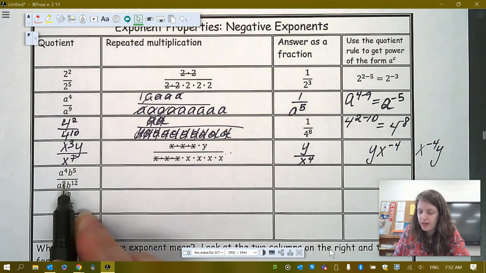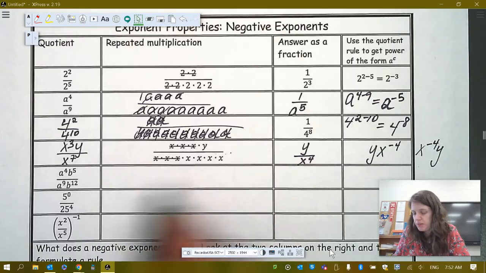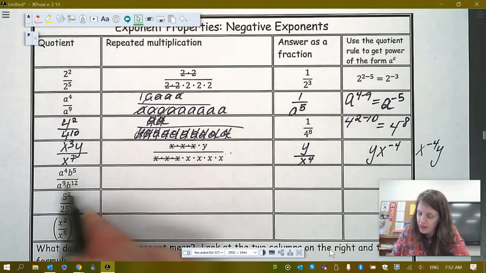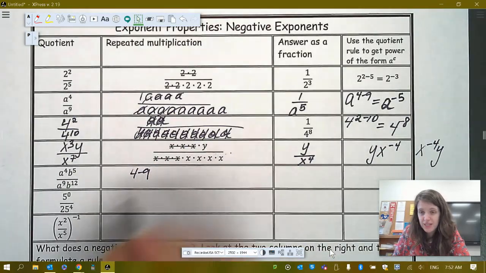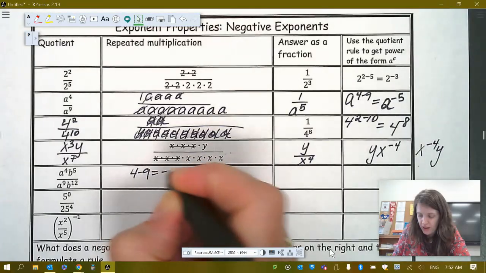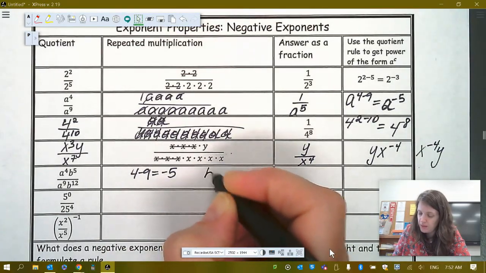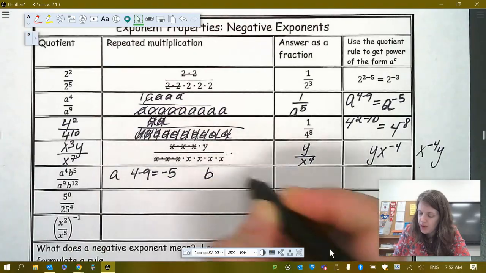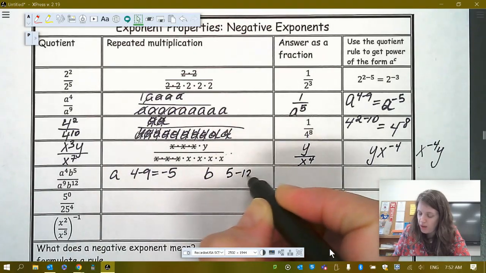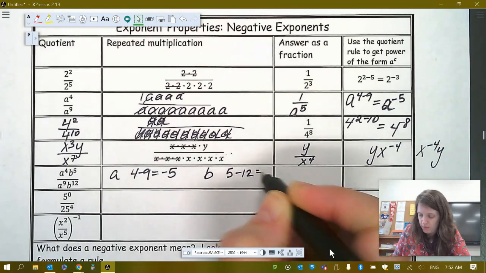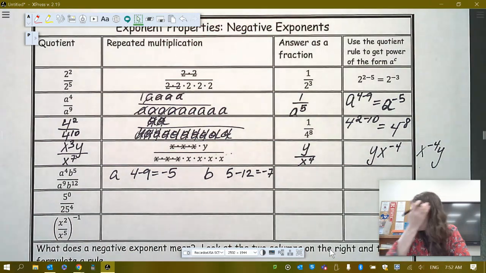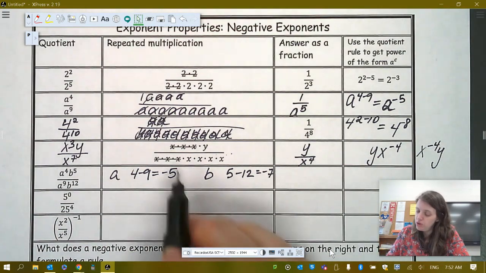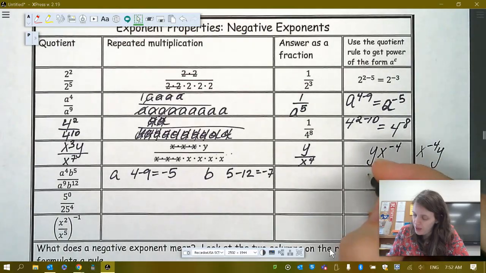So 4 and 9, I could draw out all my a's, b's, or I could think about 4 minus 9, right? So 4 minus 9 is going to be my a term. Well, 4 minus 9 gives me a negative number, right? Gives me negative 5. And b, if I'm thinking about my b terms, I've got 5 minus 12. Well, 5 minus 12 also gets me a negative number. It gets me a negative 8. Sorry, a negative 7.